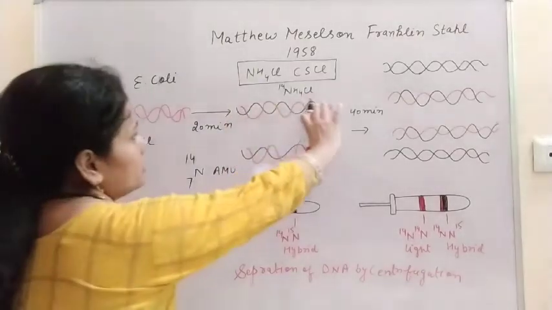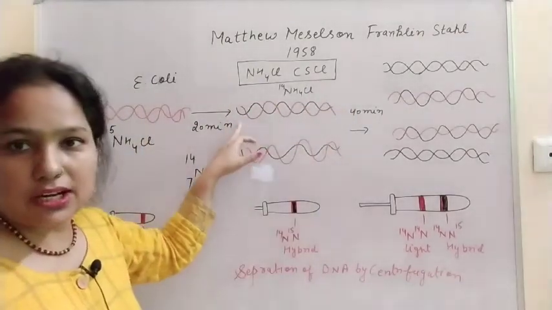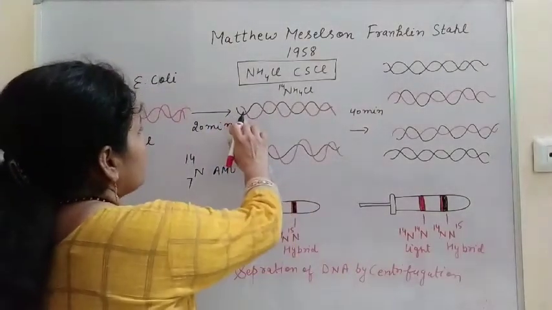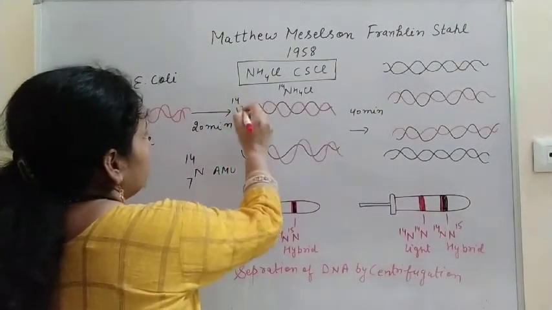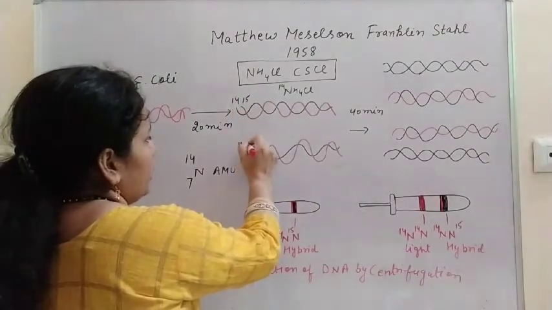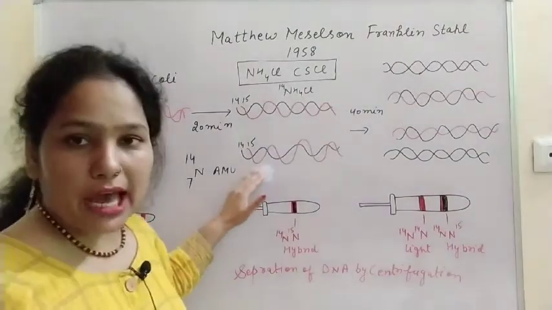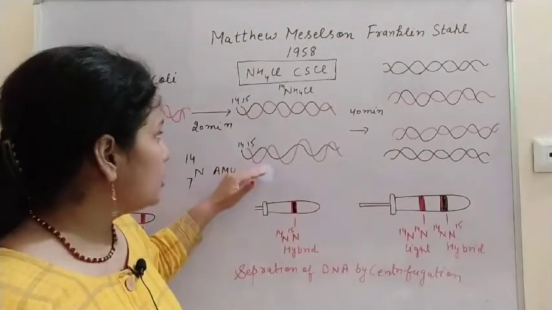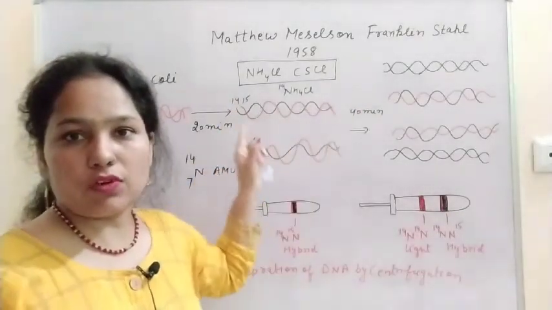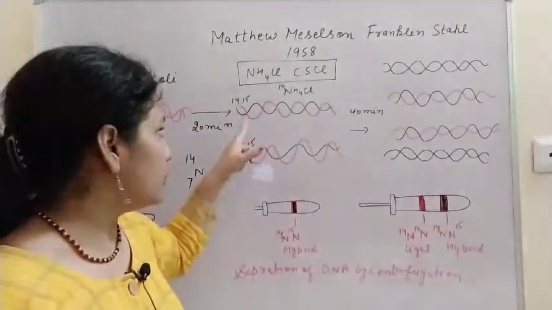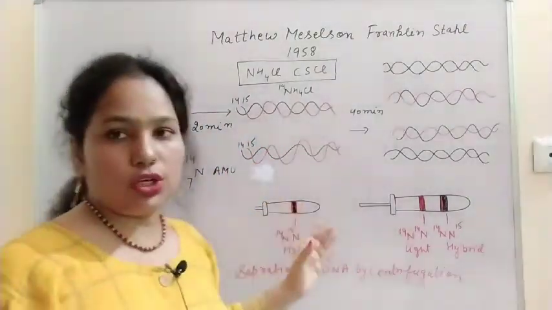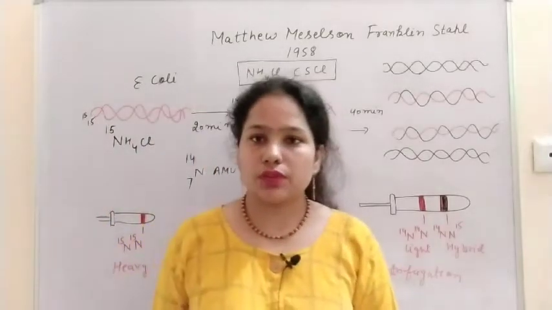Now two DNAs are here, one is red in color and one is black in color. This black one is 14 and this red one is 15. So what we have observed is that one strand is of 14 isotope and one strand is of 15. Here they have done centrifugation, so what is centrifugation?